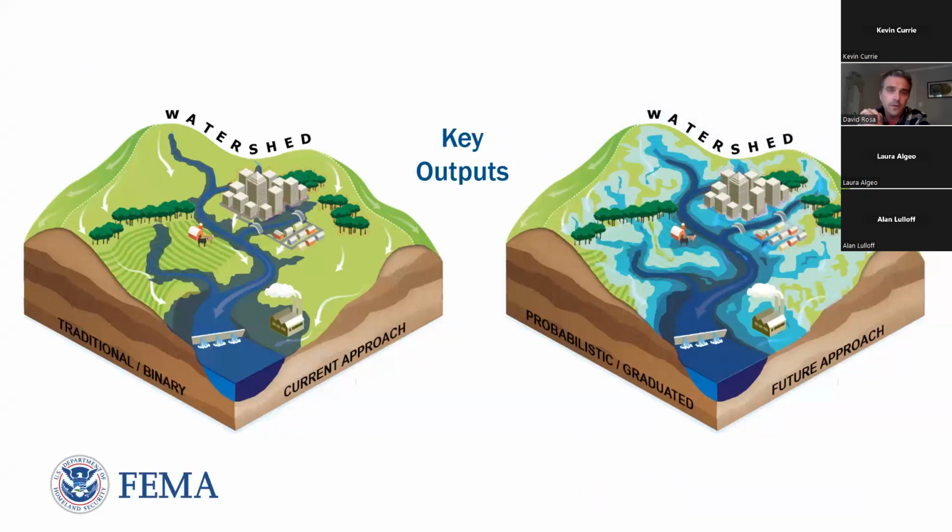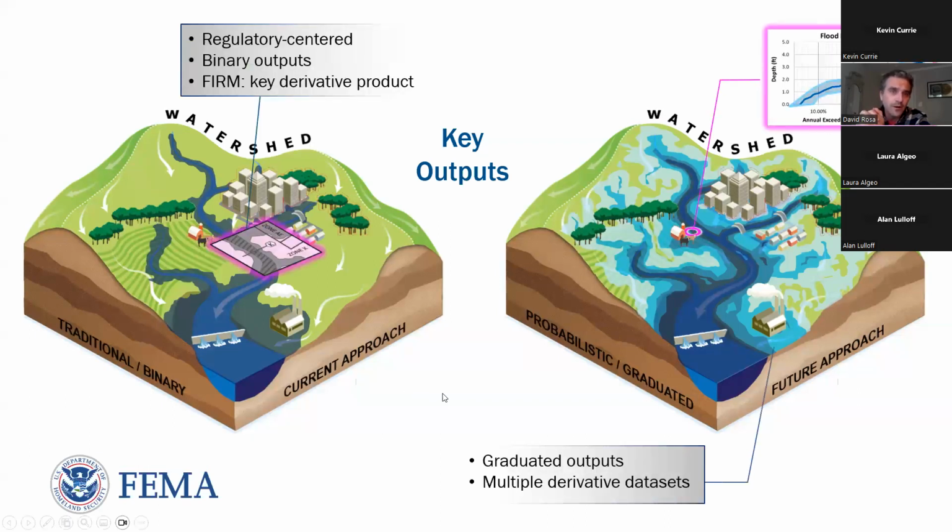Next slide. So just to talk a little bit about historically what the outputs have been that we've been focused on, on the left-hand side, we've really been focused and optimized to produce that flood insurance rate map, as you can see there. That flood insurance rate map is a regulatory product that we produce. It's very binary, you're in or you're out of it, and it's really been the key derivative product.